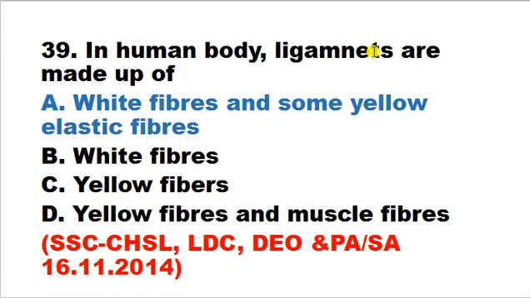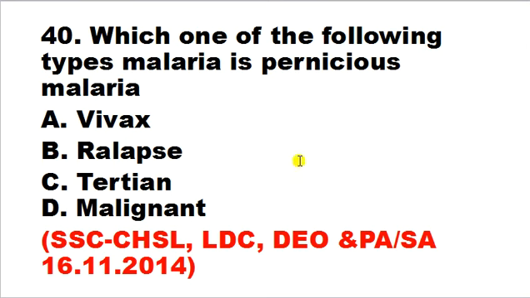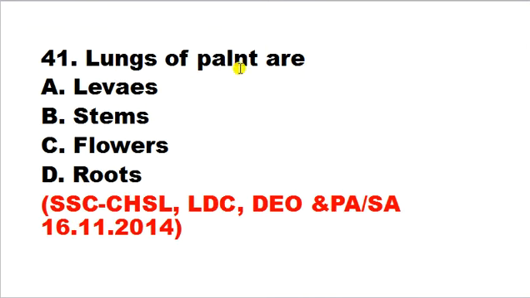So in the human body, ligaments are made up of two types of fibers. White fiber, that is rich in collagenous tissue fibers, and some are made up of yellow elastic fiber, that is rich in elastic fiber. Which one of the following types of malaria is pernicious malaria? Vivax, tertian, malignant. So pernicious malaria is also known as malignant malaria and it is caused by Plasmodium falciparum.